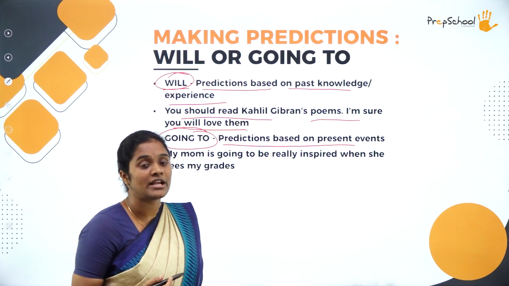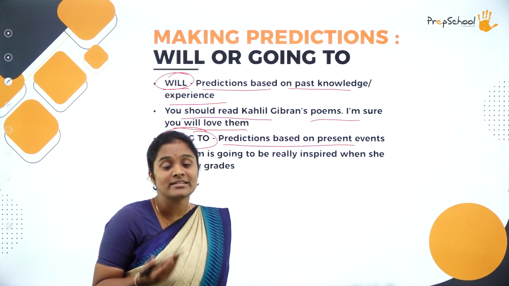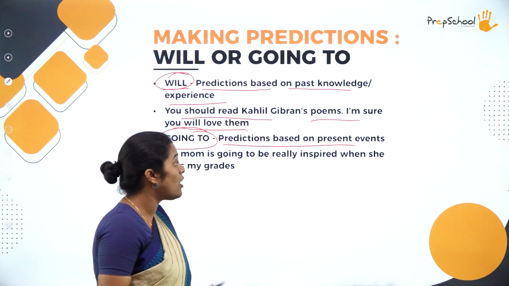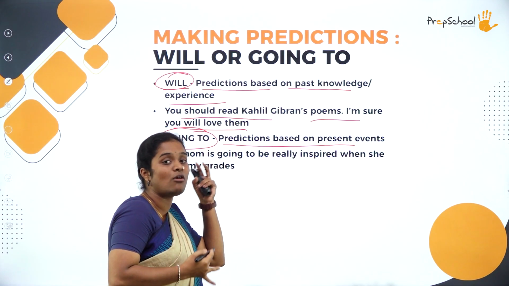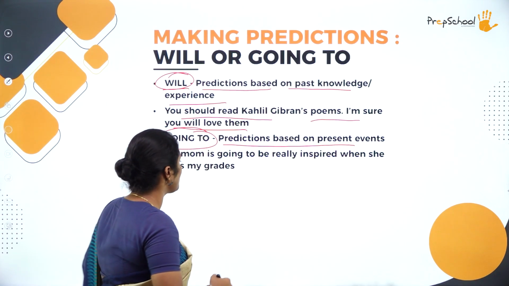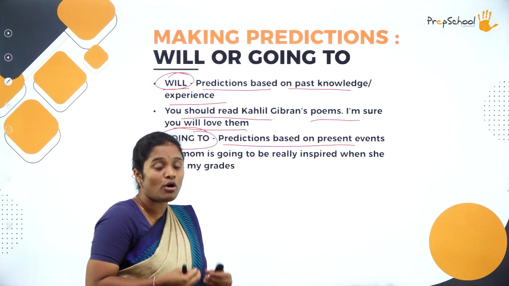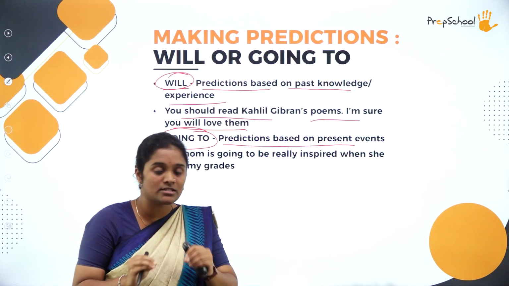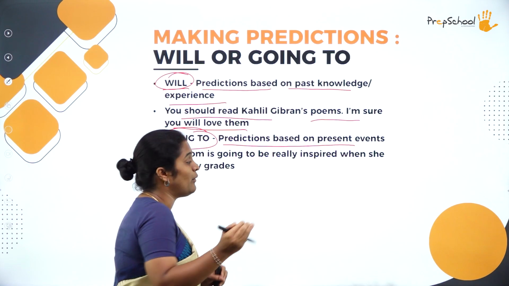When you're trying to make a sentence where you're predicting, how do you decide whether you're going to use will or going to? If you're using going to, then the prediction should be based on your current, present experience and not the past experience. How are you going to write that?